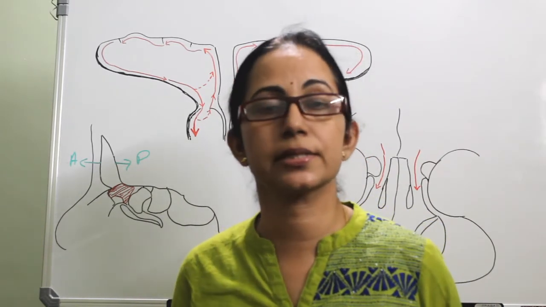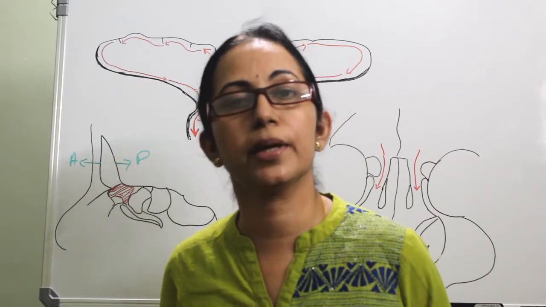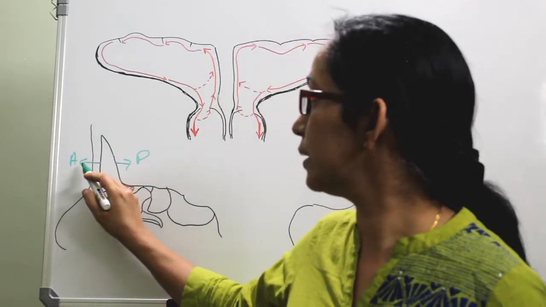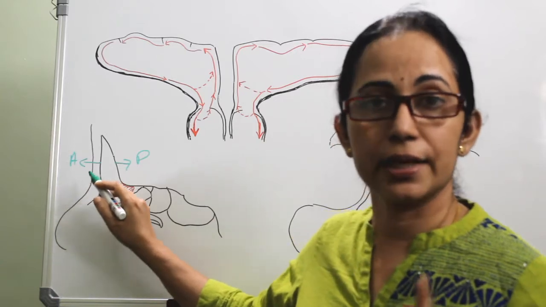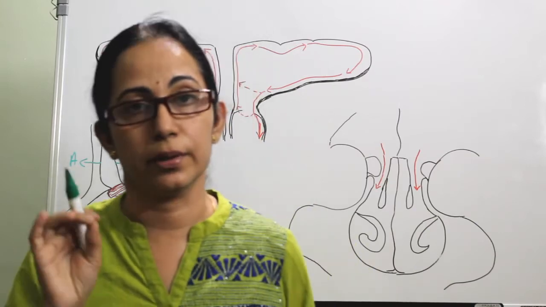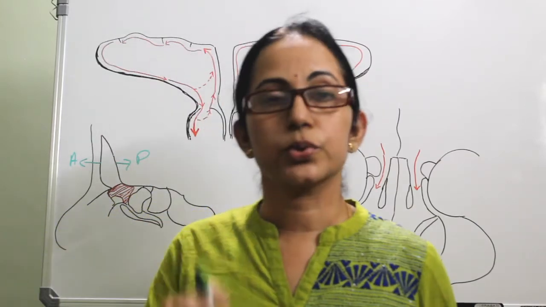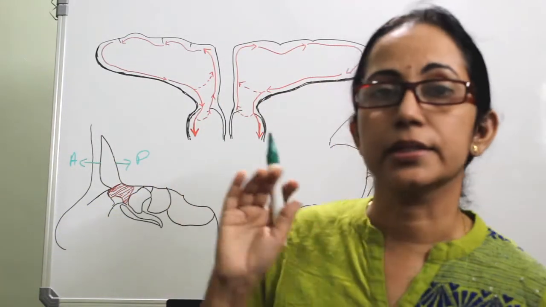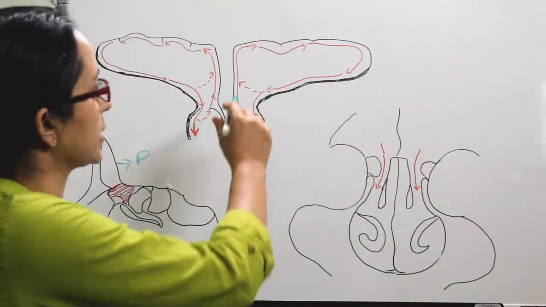You know the diploic cells contain marrow. So osteomyelitis of the frontal bone affects only the anterior wall, which contains marrow. Okay, that is one important thing you have to remember. And also one more thing, the normal shape of the frontal sinus is scalloped.